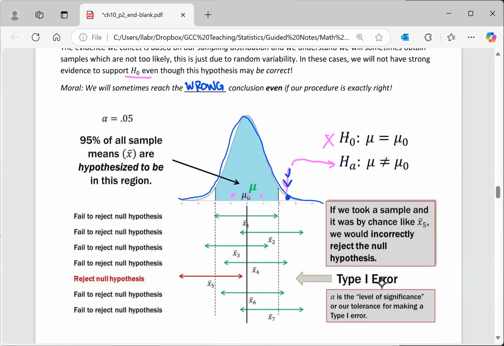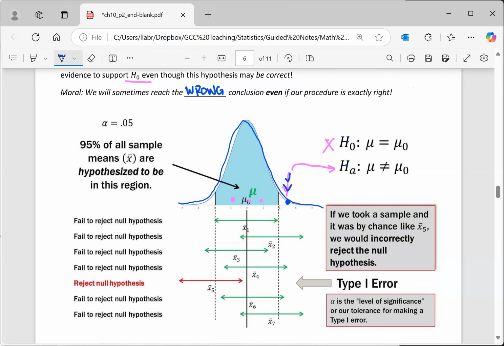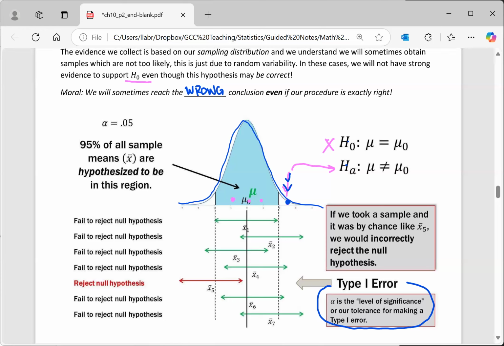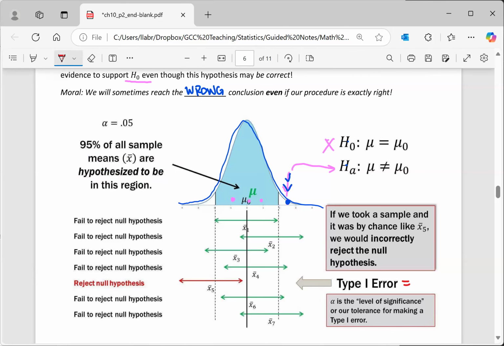So type 1 error is literally the fraction. We can see it right here. Type 1 error is the fraction of samples that will land very far away from the center, even when we know that that center is the correct center. So it describes exactly this behavior. So type 1 error is literally alpha. It's the probability of landing in those tails. So we've seen that one before.